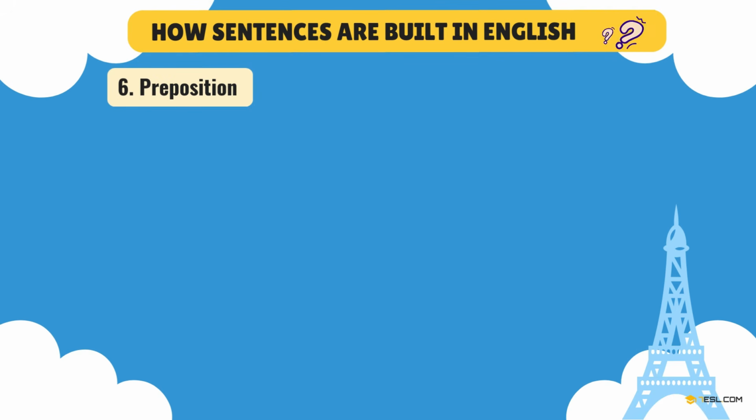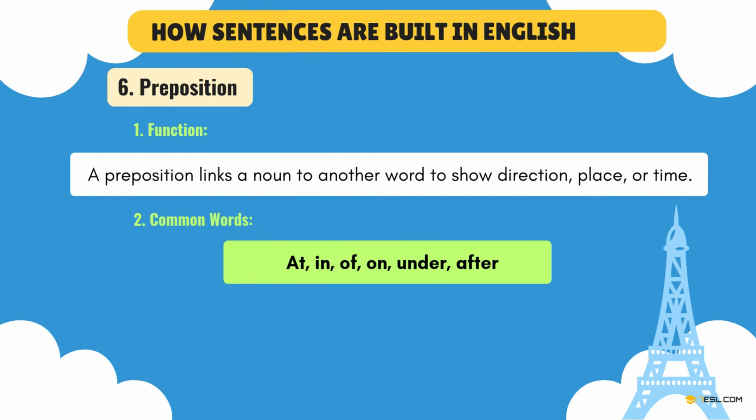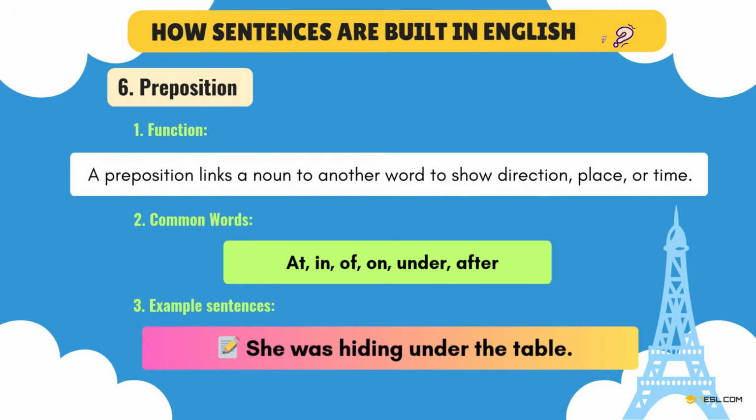6. Preposition. Function. A preposition links a noun to another word to show direction, place, or time. Common words. At, in, of, on, under, after. Example sentences. She was hiding under the table.